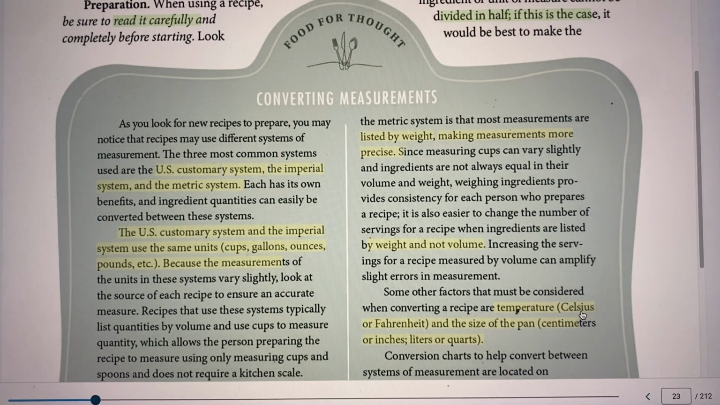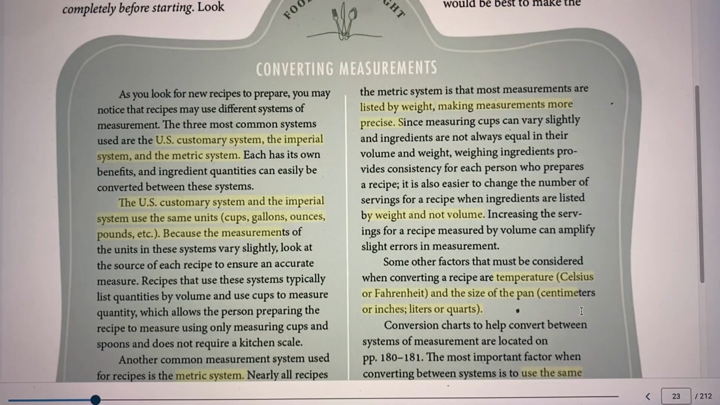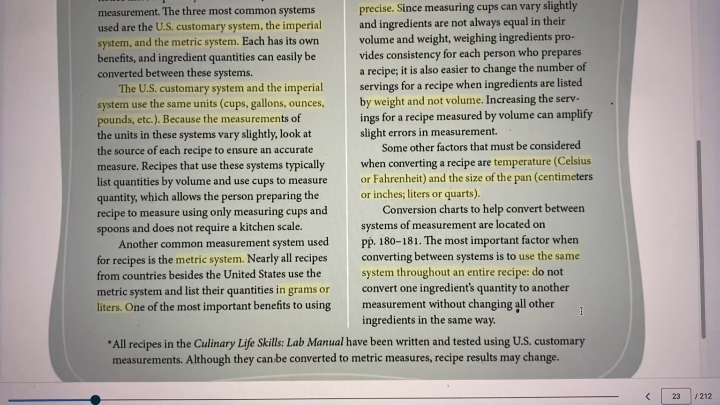Converting measurements. So here we have this little article that is pretty good about converting measurements. The 3 most common systems are the United States customary system, the imperial system, and the metric system. 3 different, okay? The United States customary system and the imperial system use the same units, such as cups, gallons, ounces, pounds. The metric system, though, is different because the metric system is in grams or liters.